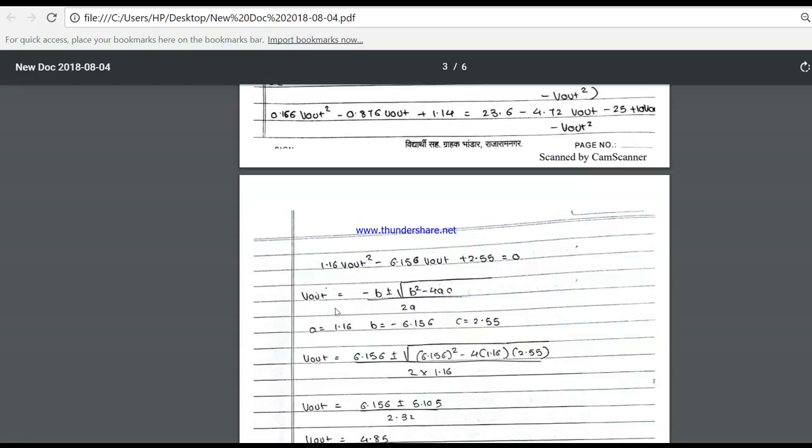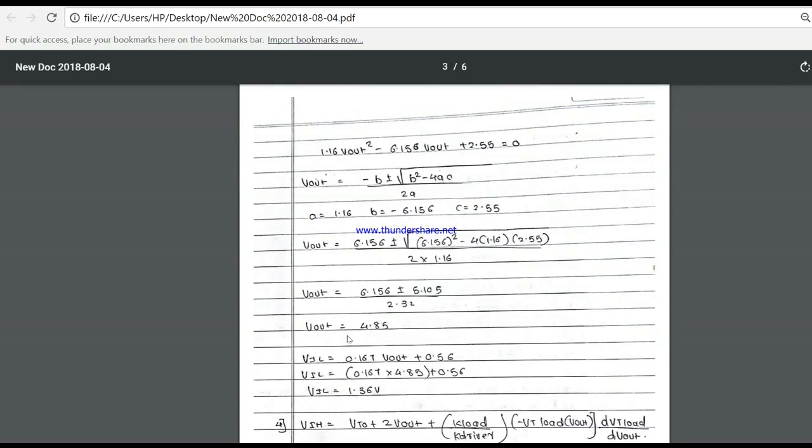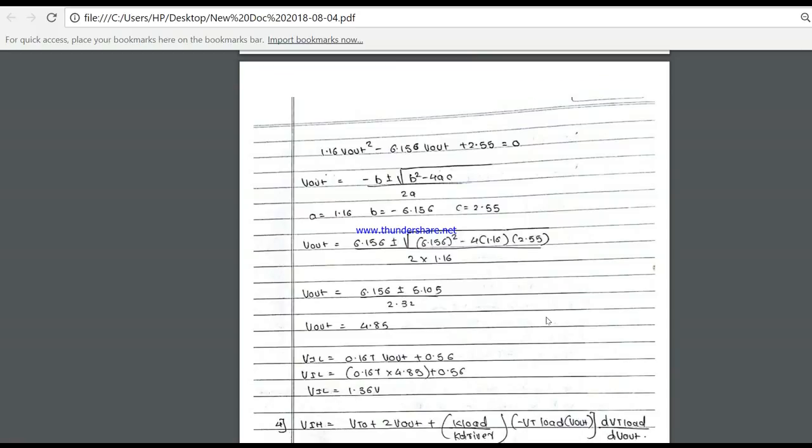Now solving this expression for V out, we'll get two values of V out. One is 4.82, and we'll also get the other value, but it is less than 4.82, so therefore I have ignored it and taken only 4.82 over here. Putting this 4.82, that is V out, in the VIL equation, we'll get 1.36 volt.